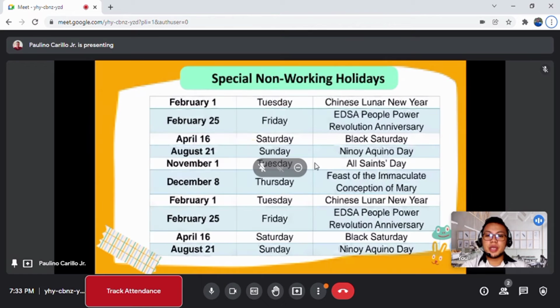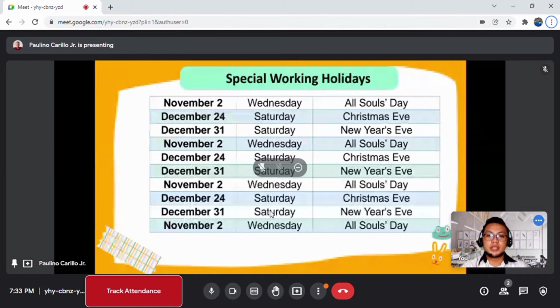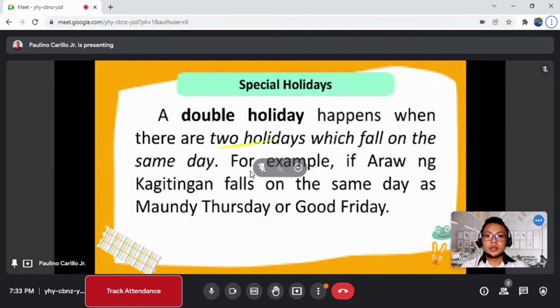Now, this table shows the special non-working holidays for the year 2022. And this table shows the special working holidays for the same year. And to proceed, we have here the double holiday. What do we mean by double holiday? It happens when there are two holidays which fall on the same day. For example, if Araw ng Kagitingan falls on the same day as Maundy Thursday or Good Friday, it is called a double holiday. Again, a double holiday may happen if two holidays fall on the same day.